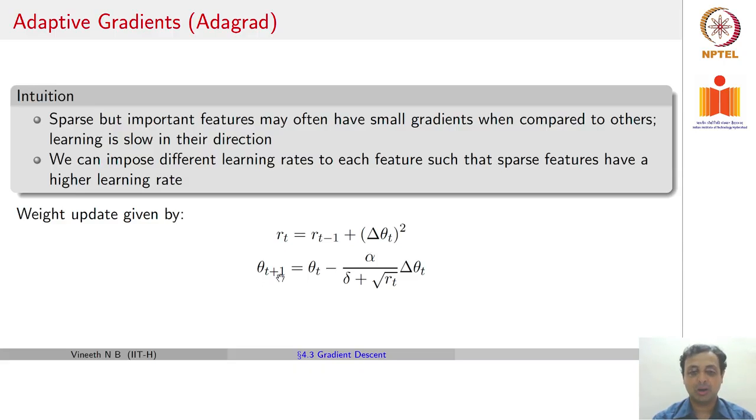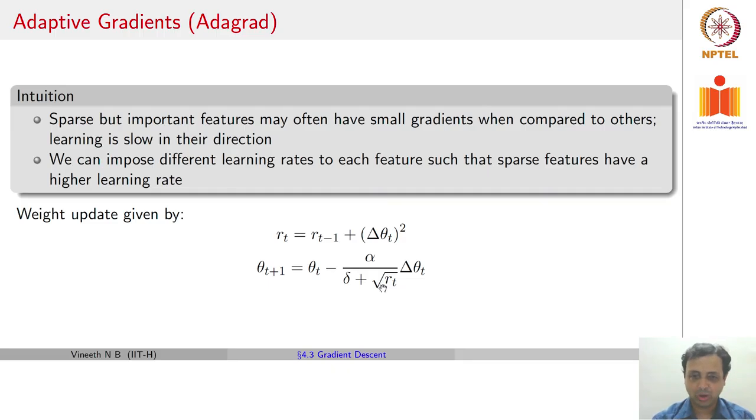states theta t plus 1 is going to be theta t minus alpha, which is your learning rate, divided by delta plus root RT, times delta theta t. Delta theta t is your gradient in your current time step. Now, why is this? Why does this address this intuition? Delta here is simply used for numerical stability. You just set it to be a value like 10 power minus 6 or 10 power minus 7 so that you don't face a divide by 0 error. In case RT is 0, you don't want a divide by 0 error when you compute. So that's the reason you have a delta there.